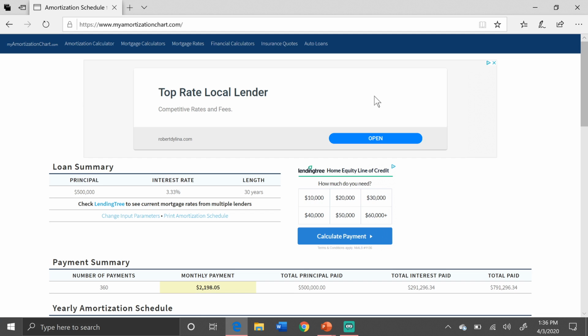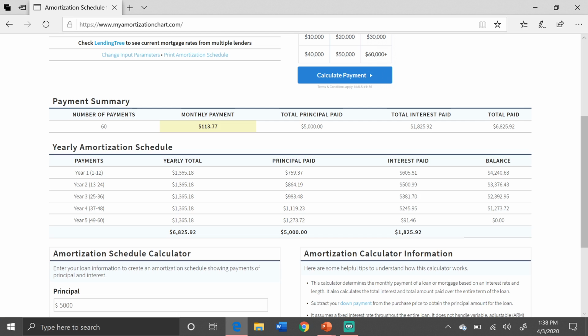Over 5 years, I am going to spend $1,825 in interest to get it paid off. That's a lot of interest. That's a lot of fees for $5,000. So by the time I get done with the principal and the interest, I've spent almost $7,000, of which practically $2,000 is interest. So you want to be really careful with your debt and how you manage it.